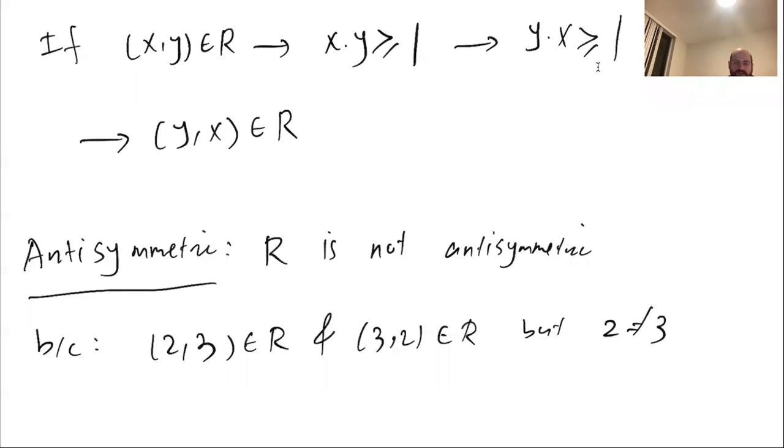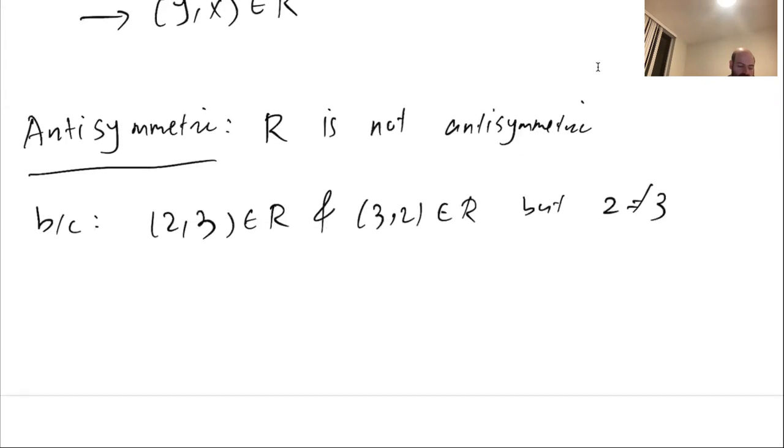Why is 2 and 3 in R, by the way? 2 and 3 is in R because 2 times 3 is 6, bigger than 1. 3 and 2 is in R because 3 times 2 is 6, bigger than 1 as well. And what about transitive?